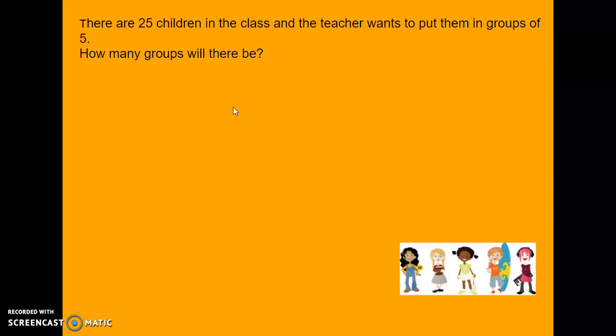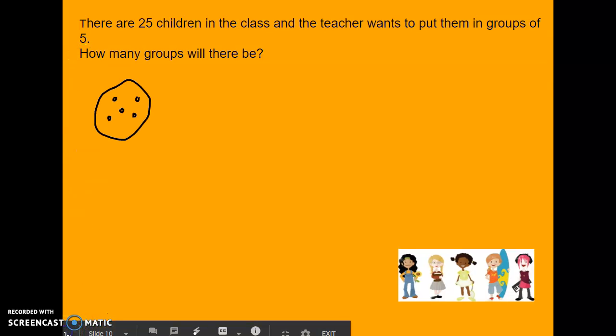Now, again, there's a little bit of a clue in the problem. Is it a grouping or a sharing problem? Tell me. It is a grouping one, isn't it? It tells us the teacher wants to put the children in groups of 5. So that's how we're going to do this problem. We're not sharing, we're putting them in groups.